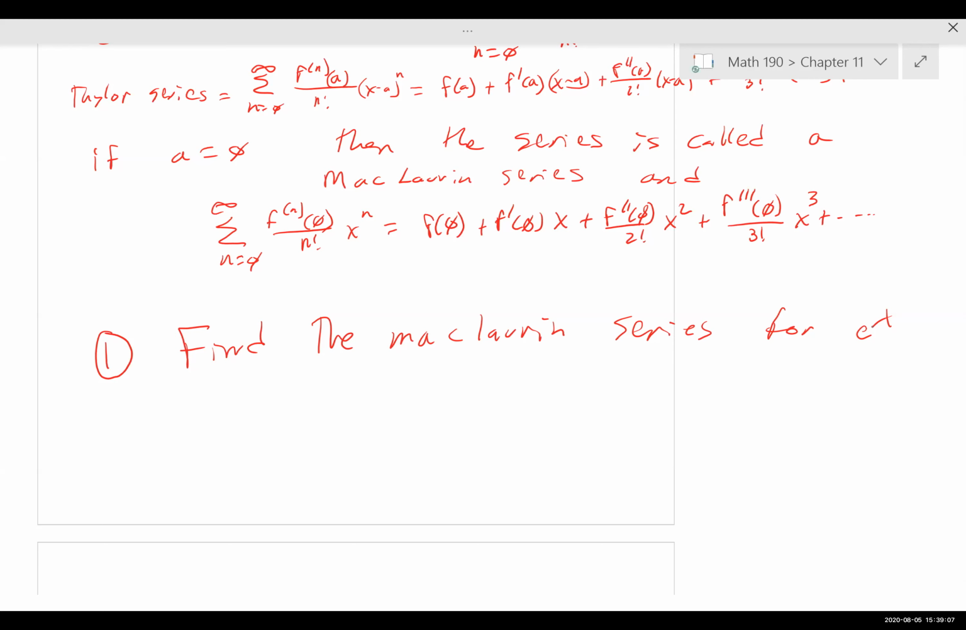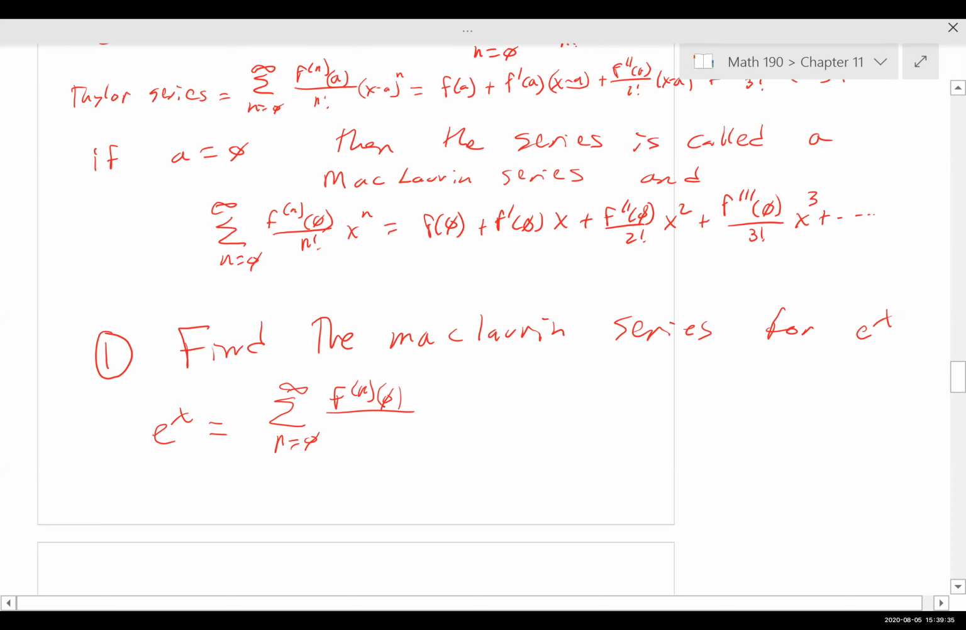Power series generator. So e to the x should be equal to the summation of n equals 0 to infinity of f to the nth derivative of 0 over n factorial x to the nth. Okay, so what does this mean? It means it's going to be f of 0, or e to the 0, right?